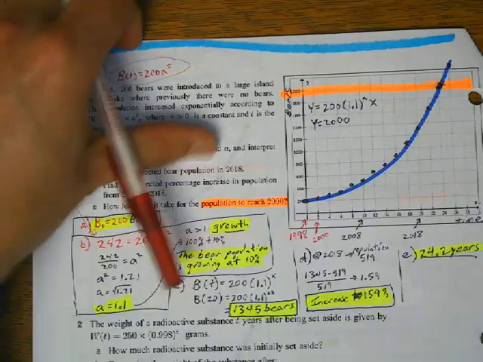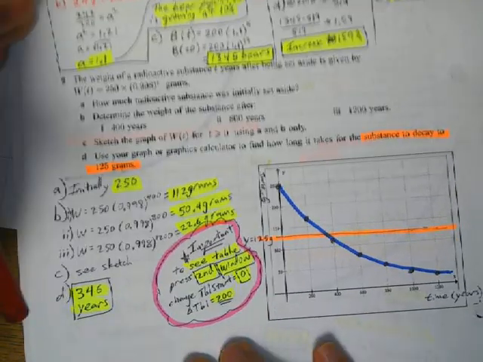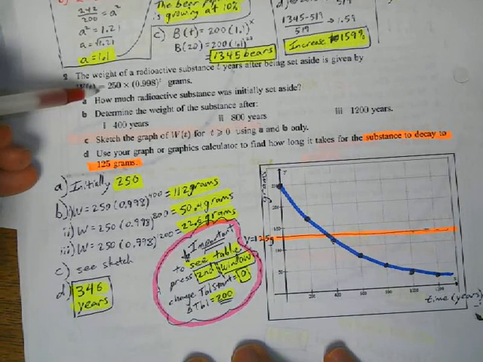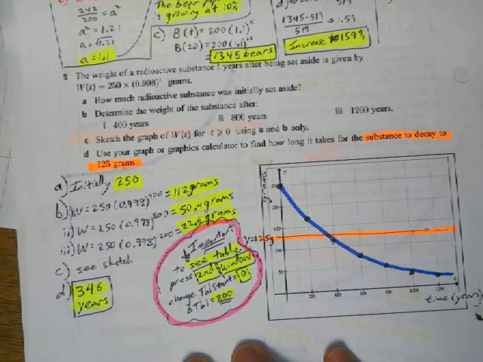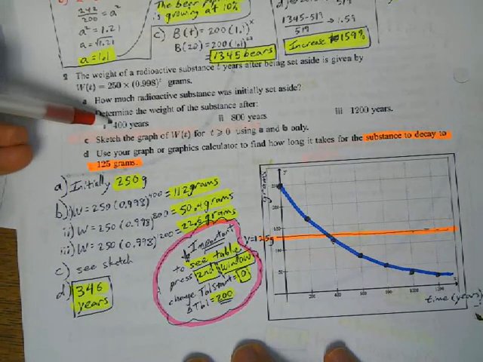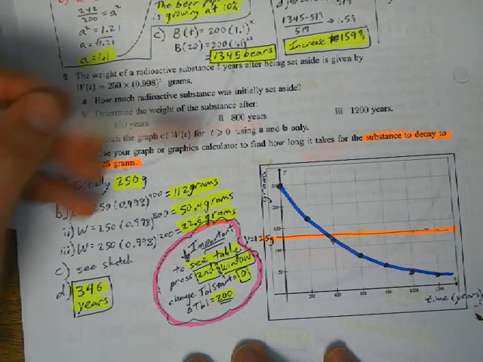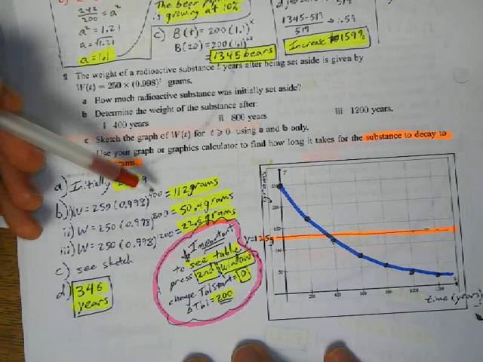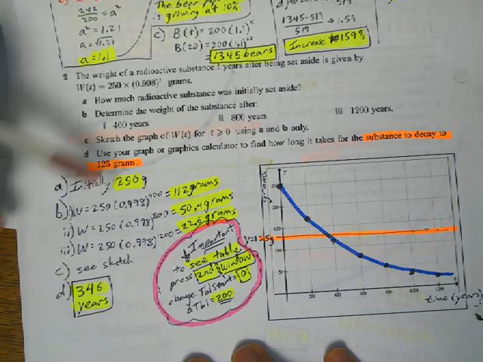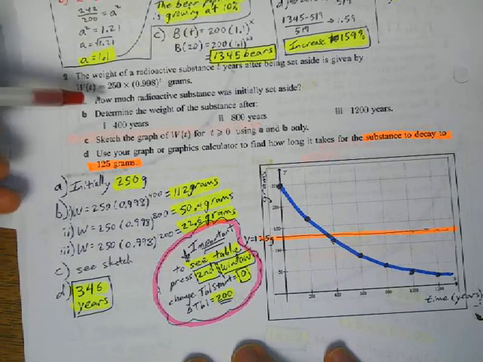All right, let's do problem number 2 now. How much radioactive substance was there initially? 250 grams. For these, I plug in 400 for the power, 800 for the power, 1200 for the power, and I get these answers. They want you to draw a sketch, so I typed in this equation.